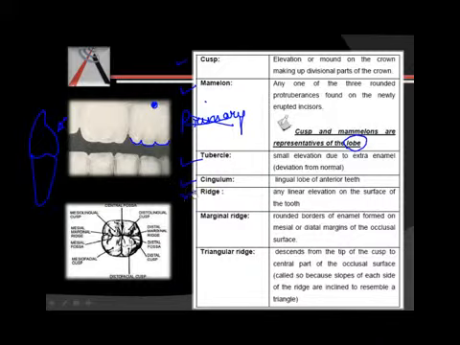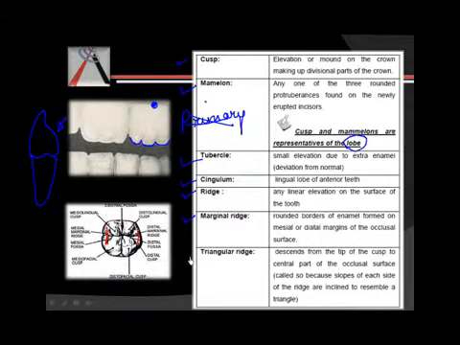Then we have ridge. Ridge is any linear elevation on the surface. This could be a marginal ridge. We see a marginal ridge here. These are the rounded borders of the enamel which are formed along the side. So this is your distal marginal ridge. And this is your mesial marginal ridge.